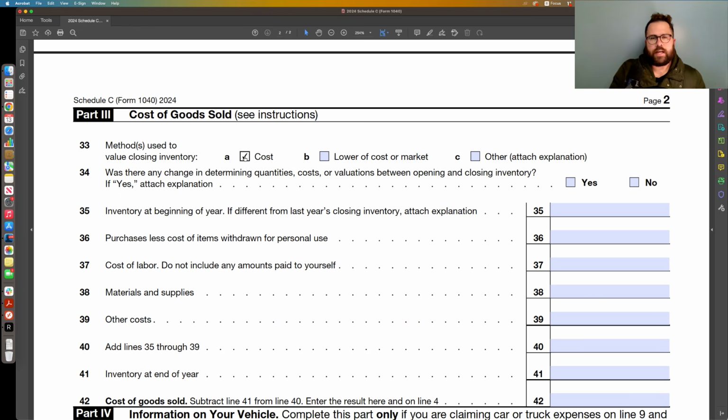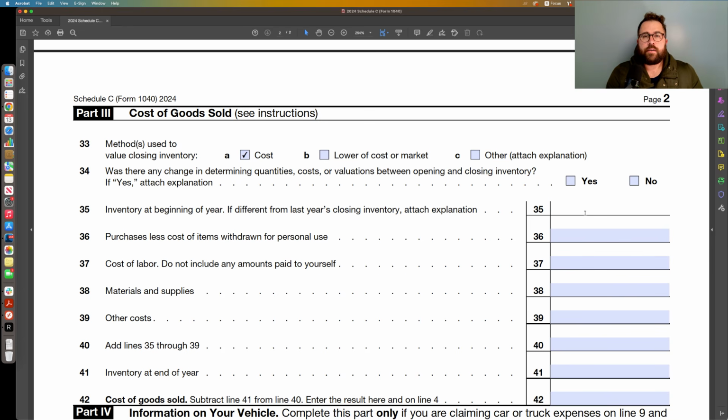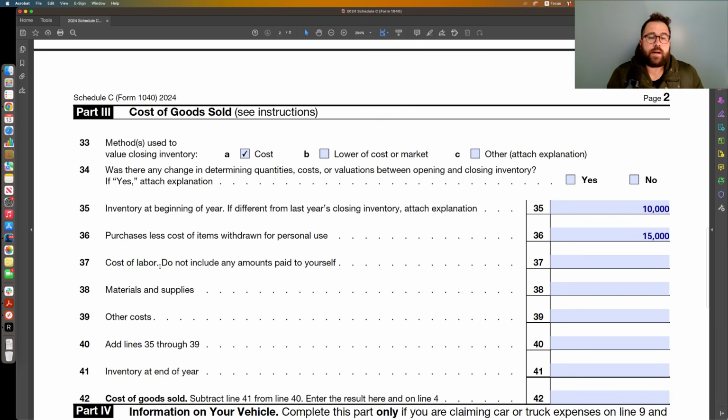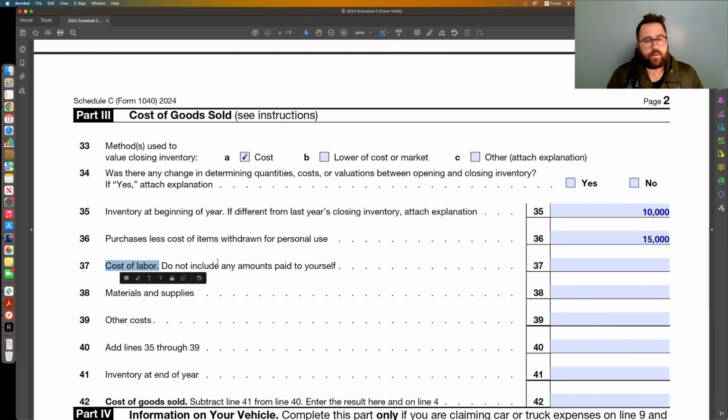Okay, and with this question, those t-shirts that you have in your office or your warehouse, that's called your inventory. Okay, this first question here is asking, how do you value the inventory on your books? Probably cost, right? What you paid to buy those t-shirts. Let's say you're just buying them and reselling them. Okay, and let's say that at the beginning of the year, you had $10,000 worth of t-shirts in your inventory. And let's say you bought 15,000 more. And let's say there's no cost of labor to make the shirts because you're just buying them, right? There would be cost of labor if you were producing them, theoretically, unless you were doing all the labor yourself, because you do not include amounts paid to yourself here.